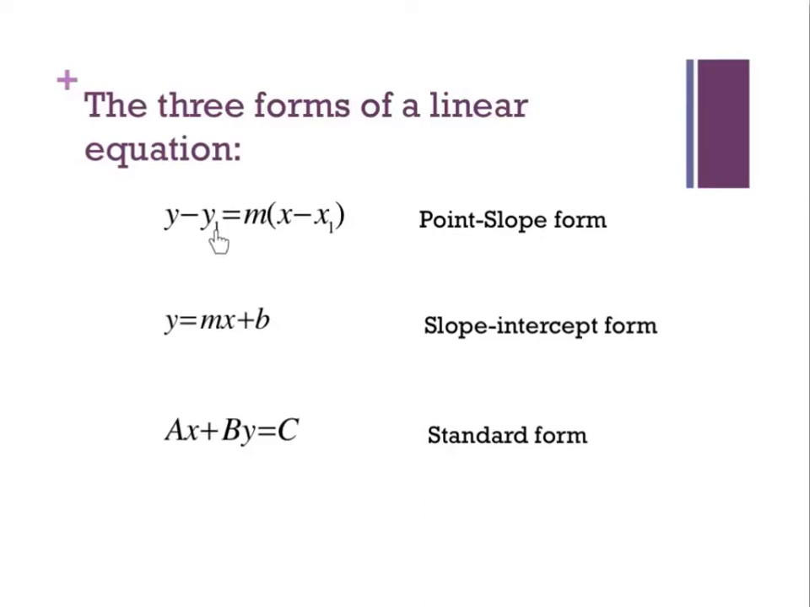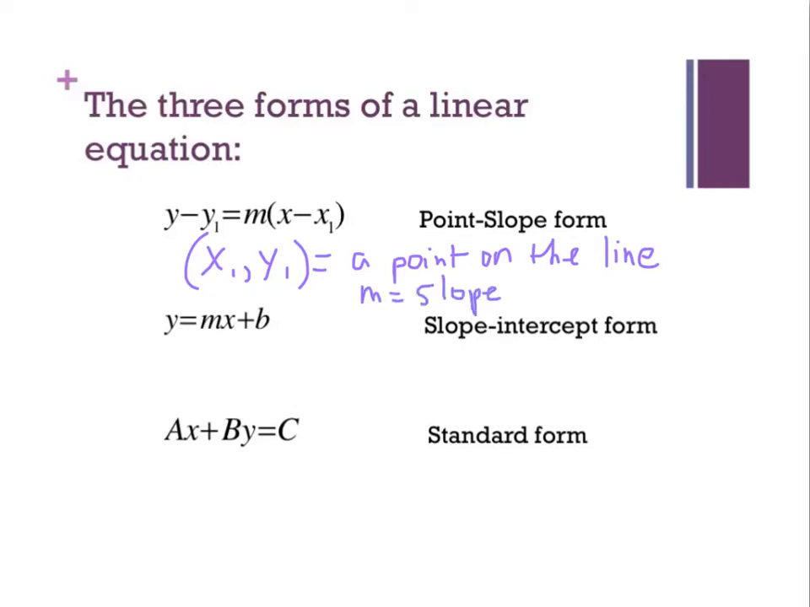y minus y1 equals m times x minus x1, the quantity in parentheses. In this form of the linear equation, when we look at the x and the y and the x1 and y1, we're talking about different things here. x1, y1, that is a point that's on the line. And then, as we talked about in our video before, m is the slope. And that's true throughout. So whether it's an m here or an m here or an m down here, m is the same thing. So x1, y1 is a point on the line, m is the slope.